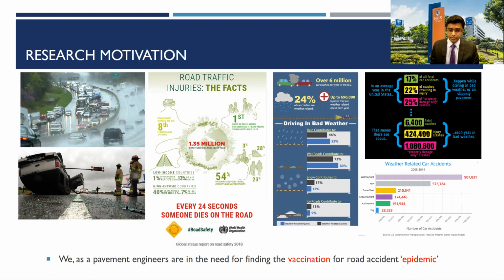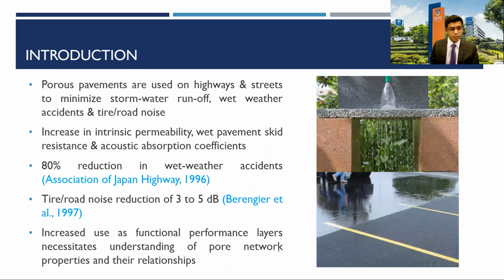Pervious pavements play a significant role in meeting the next generation requirements to provide safety, sustainability, and resilience to climate change effects. Porous pavements are widely used nowadays because of their increased permeability, skid resistance, and acoustic absorption coefficients, resulting in reduced wet weather accidents and tire-to-road noise. Past studies have reported that nearly 80% of wet weather accidents have been reduced and tire-to-road noise has reduced by 3 to 5 decibels.